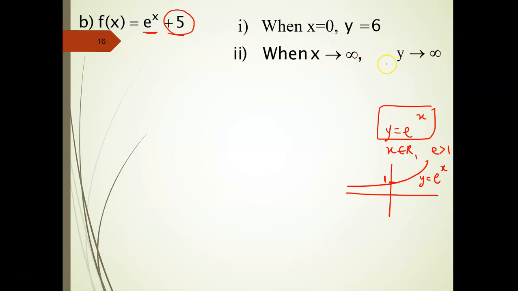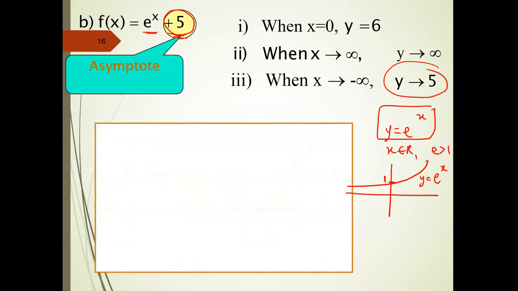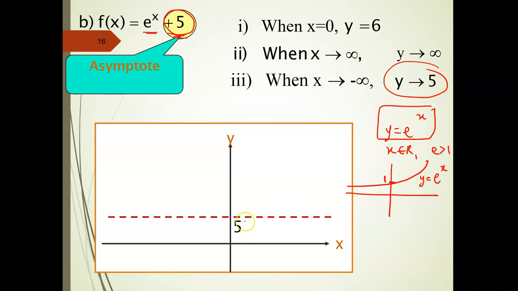Okay, when x approaches infinity, then your y will be approaching infinity as well. Then when x approaches negative infinity, then your y will be approaching 5, because you have an asymptote at y equals 5. There is a horizontal line there, right? So what happens to your graph? This graph will be moving up, and then it will touch at 6, the coordinate (0, 6). Can you understand? So f(x) equals negative e^x plus 5, right?